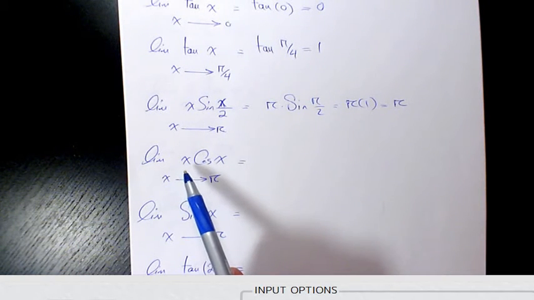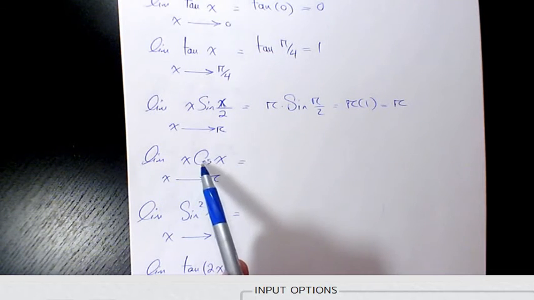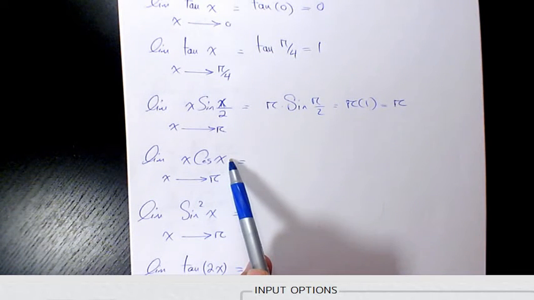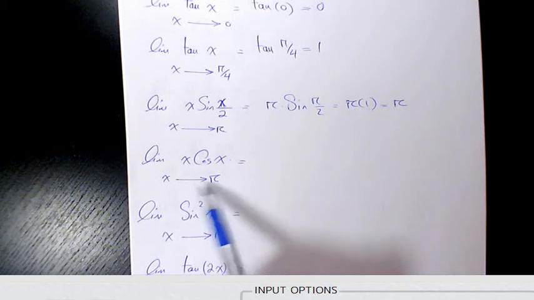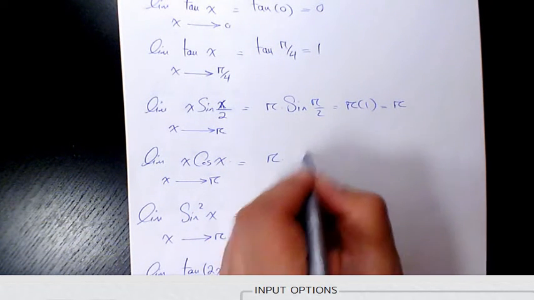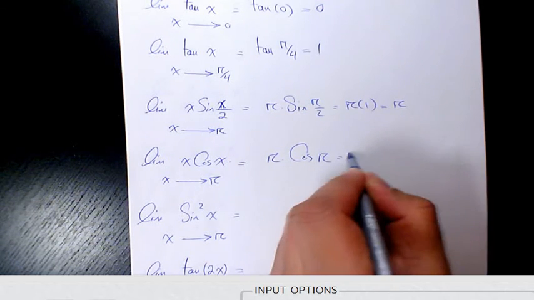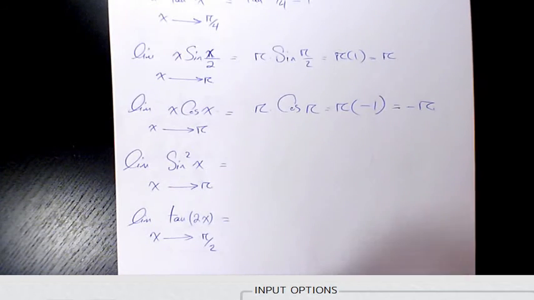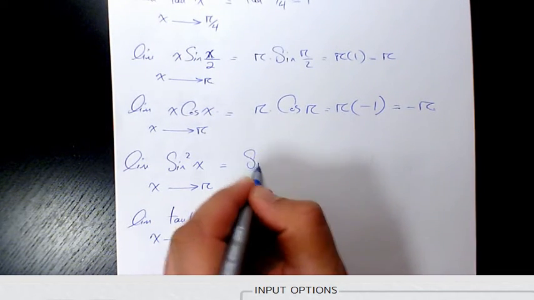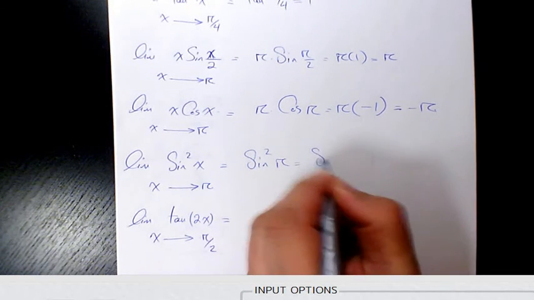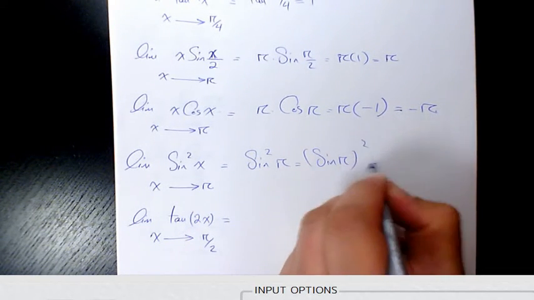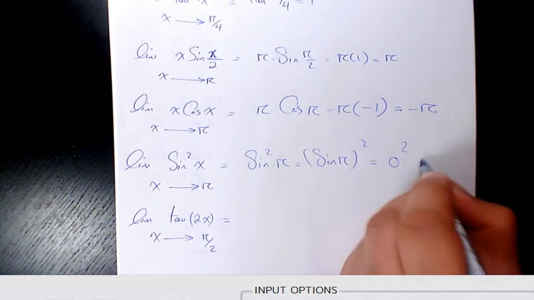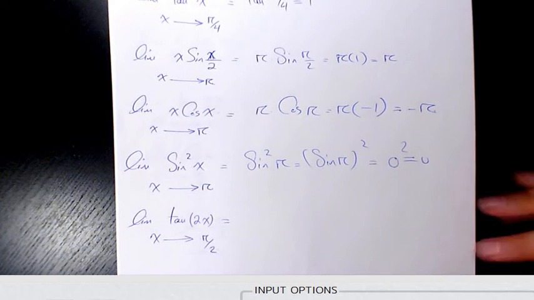Next one is x cosine x when x approaches pi. It is going to be pi times cosine pi, which is going to be pi times negative 1, so the answer is negative pi. Next one is sine squared x when x approaches pi. So it's going to be sine squared pi, or sine pi to the power of 2. Sine pi is 0. 0 to the power of 2 is going to be 0.